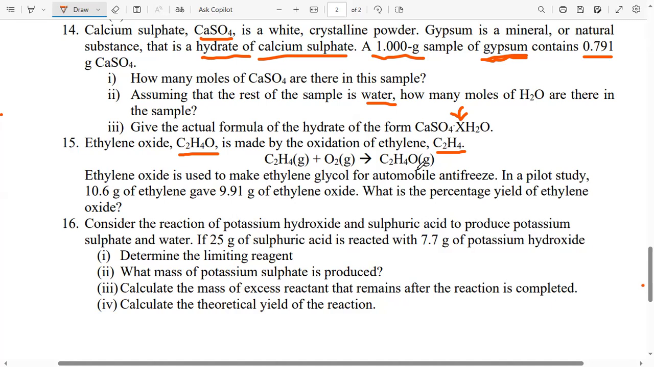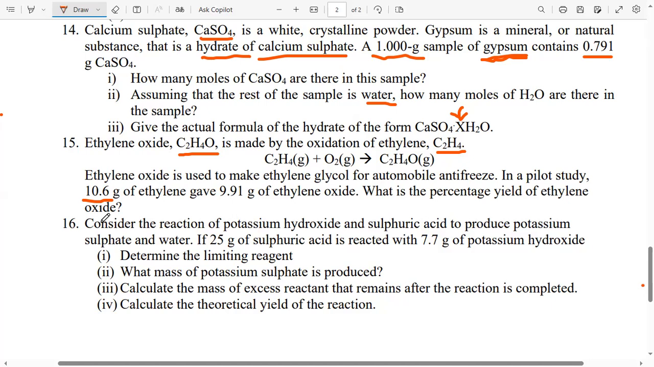So now the question comes. They're saying ethylene oxide is used to make ethylene glycol for automobile antifreeze. Then in a pilot study, 10.6 grams of ethylene gave 9.91 grams of ethylene oxide. What is the percentage yield of ethylene oxide? So how can we find the percentage yield? That's where the question starts.